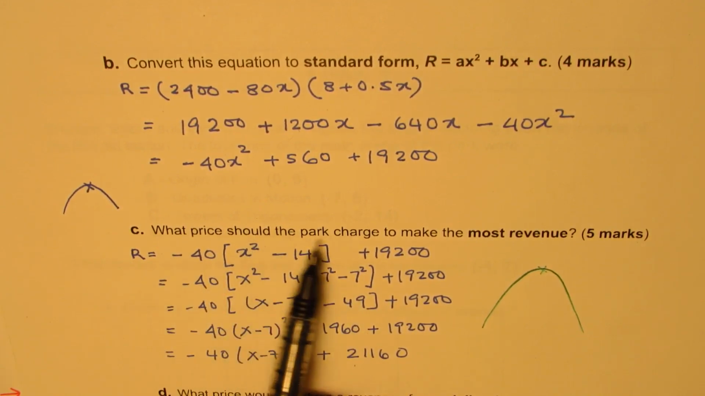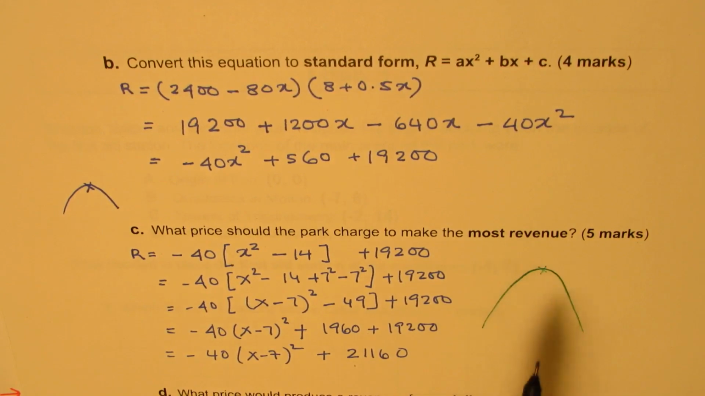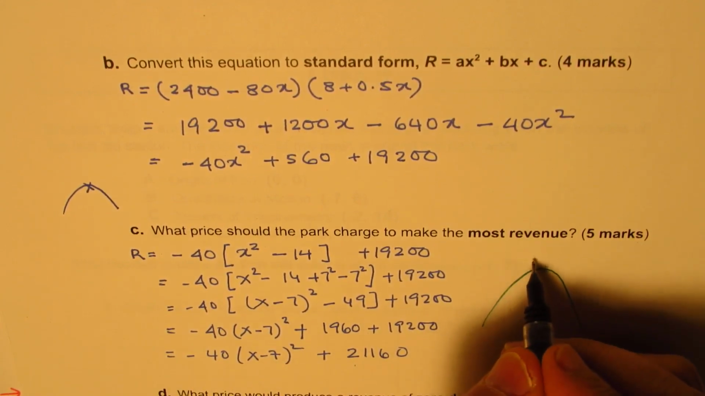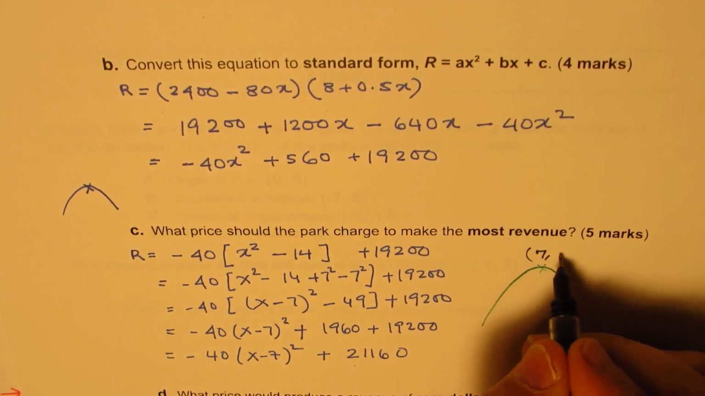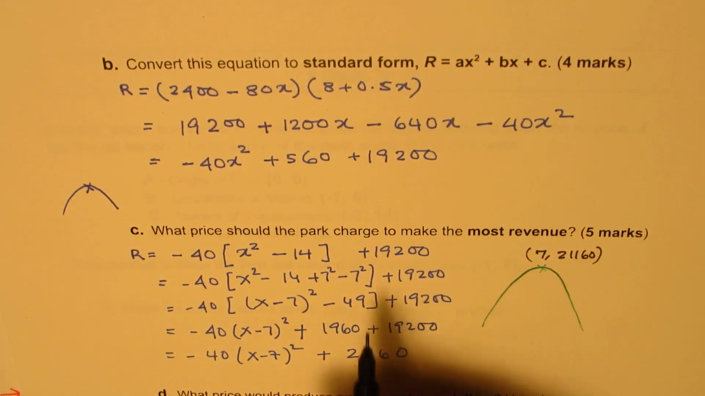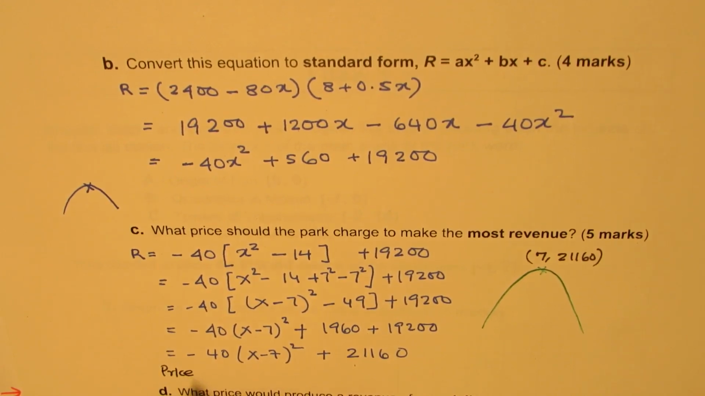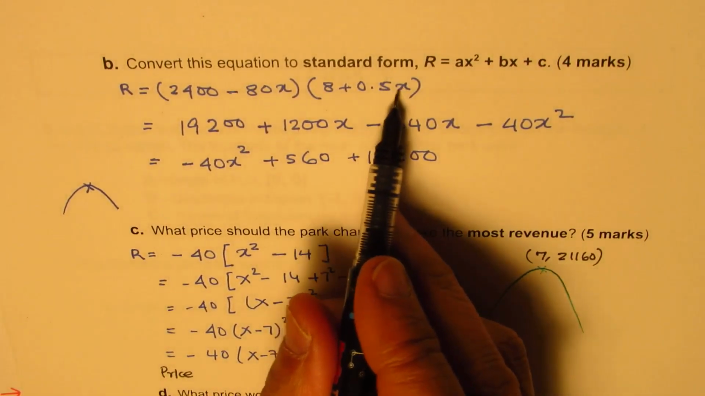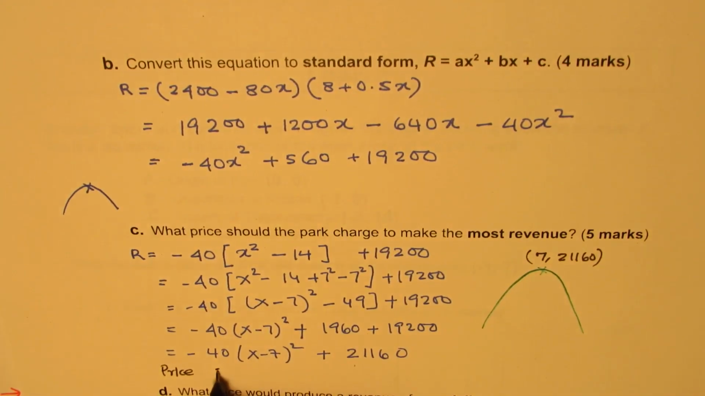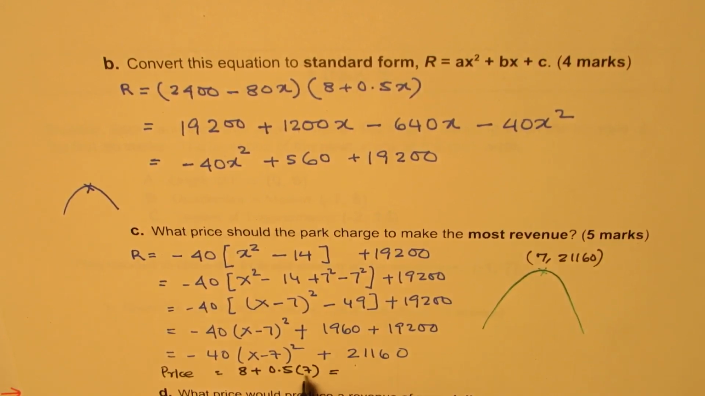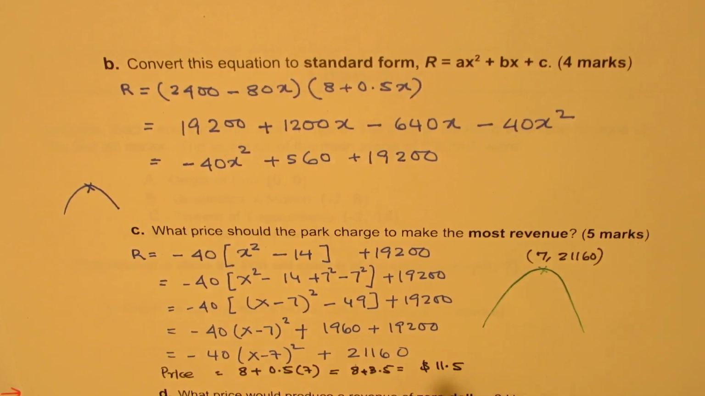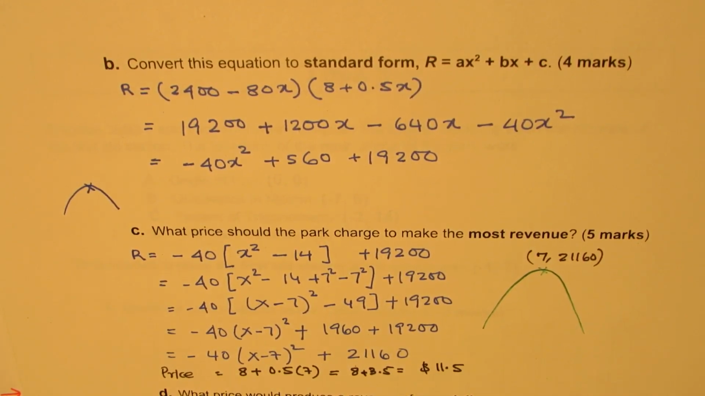So, what price should the park charge to make the most revenue? So x equals 7. So this point here is 7. The revenue is 21160. So the price will be, so we increased 7, x value is 7, right? So the price will be equal to 8 plus 0.5 times 7. Right? So which is 8 plus 3.5, which is in dollars $11.5, correct? So that becomes the price, correct, for maximum revenue.